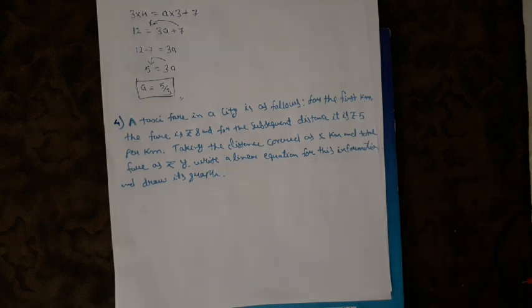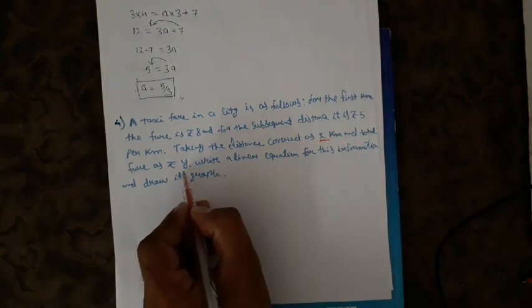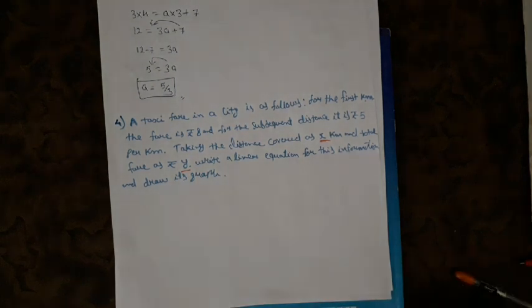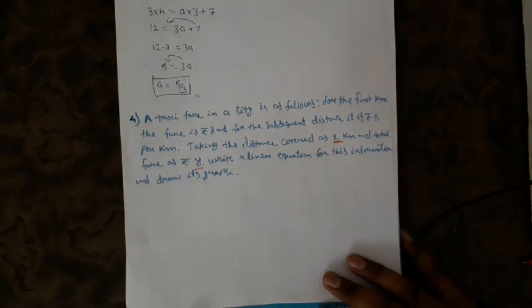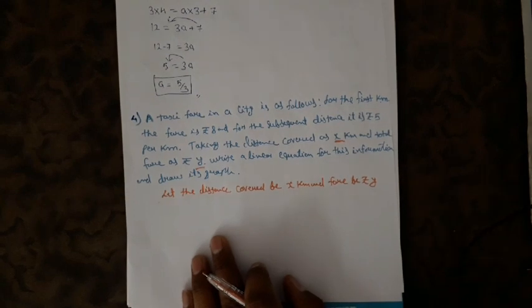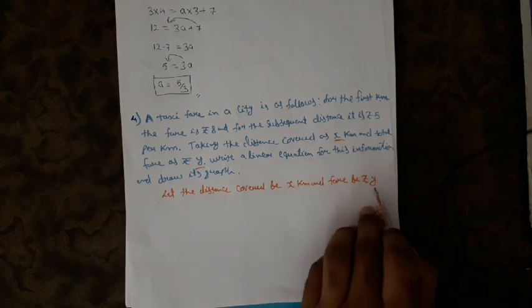So first let us understand what has been asked in this question. There is a taxi, and two things are given: the taxi fare and the distance. These things are already given in the question, that we have to take the distance covered as x kilometer and the total fare as y. So let the distance covered be x kilometer and the fare be y.